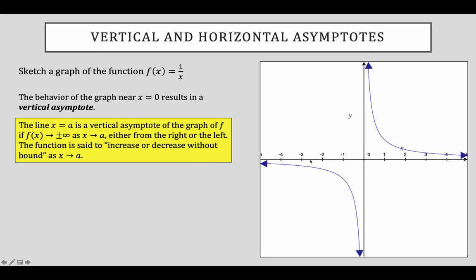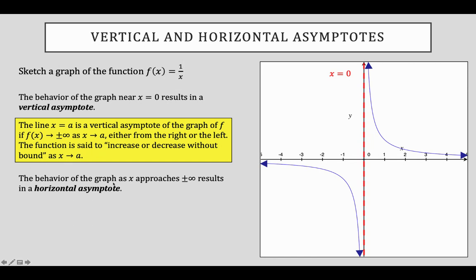And notice, if you look at this particular graph, here we have a vertical asymptote at x equals 0. All right. As we approach 0 from the right-hand side, the function goes up towards positive infinity. As we approach 0 from the left-hand side, the function goes down towards negative infinity. Anytime your graph goes to positive or negative infinity as x approaches some real number, in this case as x approaches 0, you are going to have a vertical asymptote.